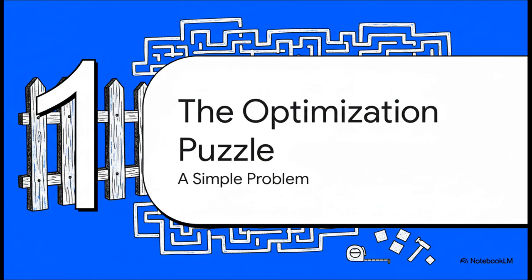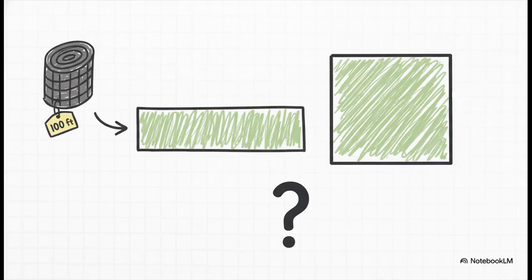Now, to really get our heads around this, we are not going to start with rocket science. Nope. We're going to start with something way simpler. A fence. So, picture this. It's the classic problem. You have a specific amount of fencing, let's say 100 feet of it. That's your constraint. You can't use more. Your goal? To maximize the area inside that fence. I mean, you could make a super long, skinny rectangle, or you could make a perfect square. Which shape gives you the most space for your dog to run around in?